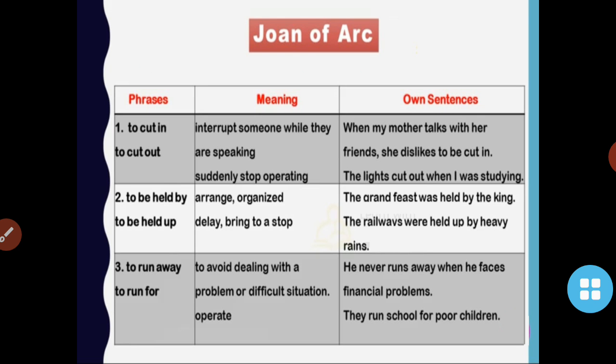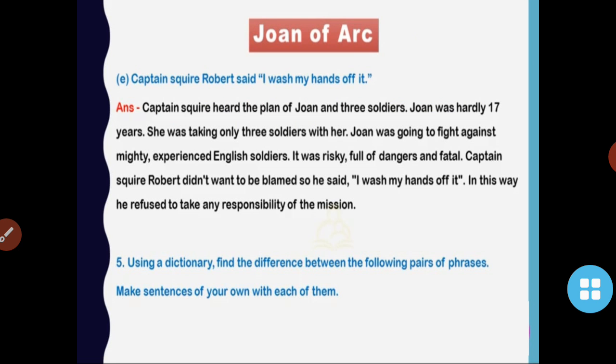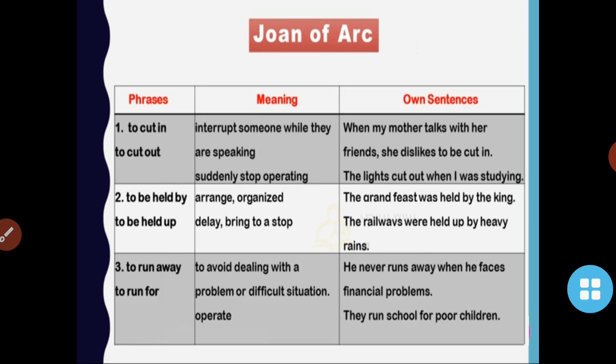Now here we have to use a dictionary. Find the difference between the following pair of phrases and make a sentence of your own with each of them. The phrases given are: to cut in, to cut out. To cut in means to interrupt while someone is speaking. To cut out means to suddenly stop operating. Whenever we are speaking with someone and somebody suddenly speaks to us, that is the interrupt.